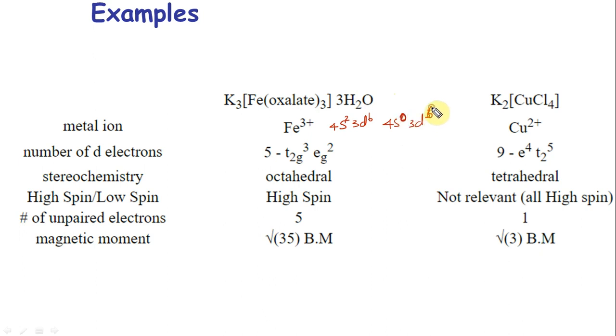4s0 3d6. So what we can do is, the ion ground state is going to be 4s2 3d6. Ion 3 plus is going to be 4s0 3d5. So I have 5 electrons.